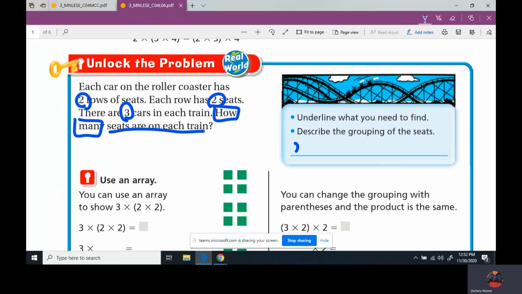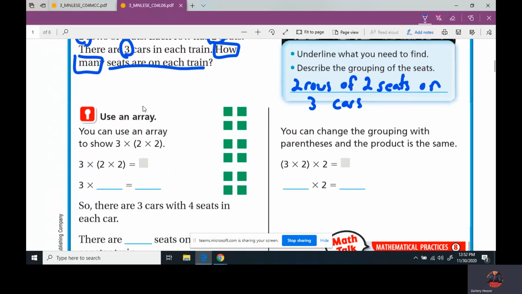We have 2 rows of 2 seats on 3 cars. And they set the problem up right here. We have 2 rows, 1, 2, of 2 seats, and we have 1 car, 2 cars, 3 cars. That's kind of what it would look like. Each circle stands for a car, and those are the seats inside the car. And we have to figure out how many seats we actually have.